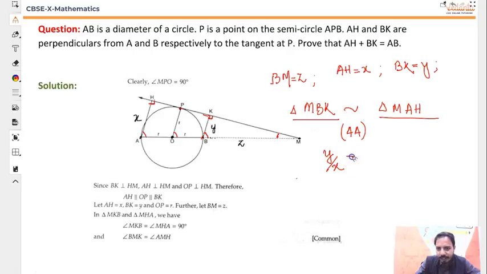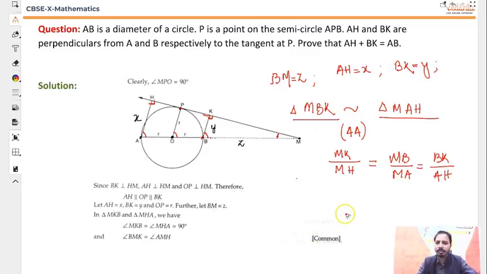Or we can say this is equal to, let me write it down. We can say that MK by MH is equal to MB by MA, is equal to BK by AH. Right? Now put down the values here.